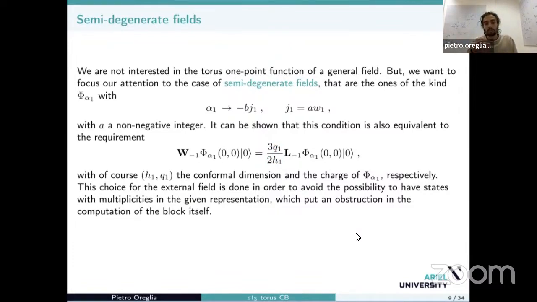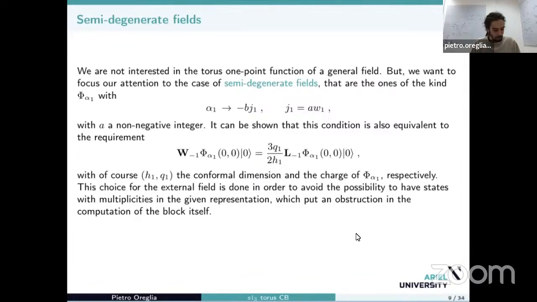We are going to restrict to this particular kind of fields in order to avoid the presence of possible multiplicity in the representation, which can cause an obstruction in the computation of the blocks. We also see that this relation here allows us to compute the block using the definition.